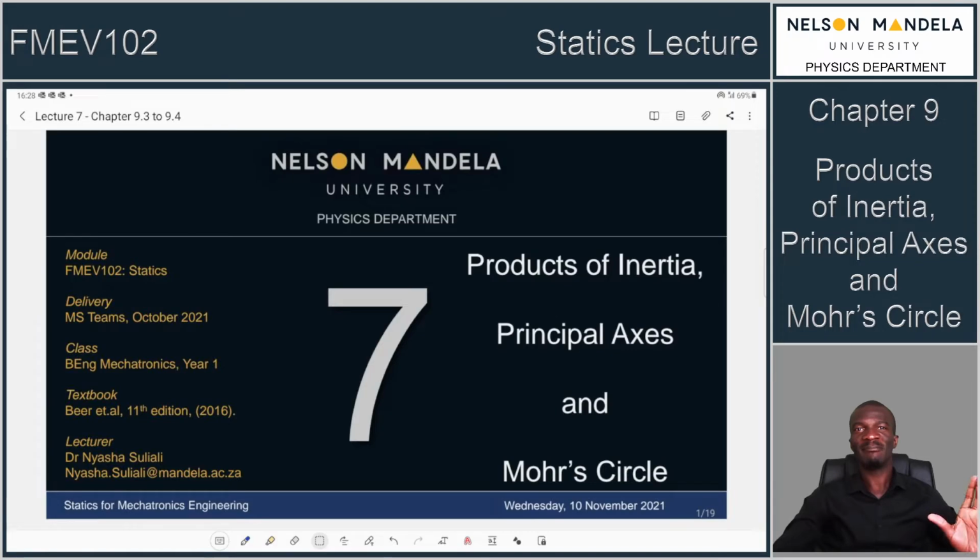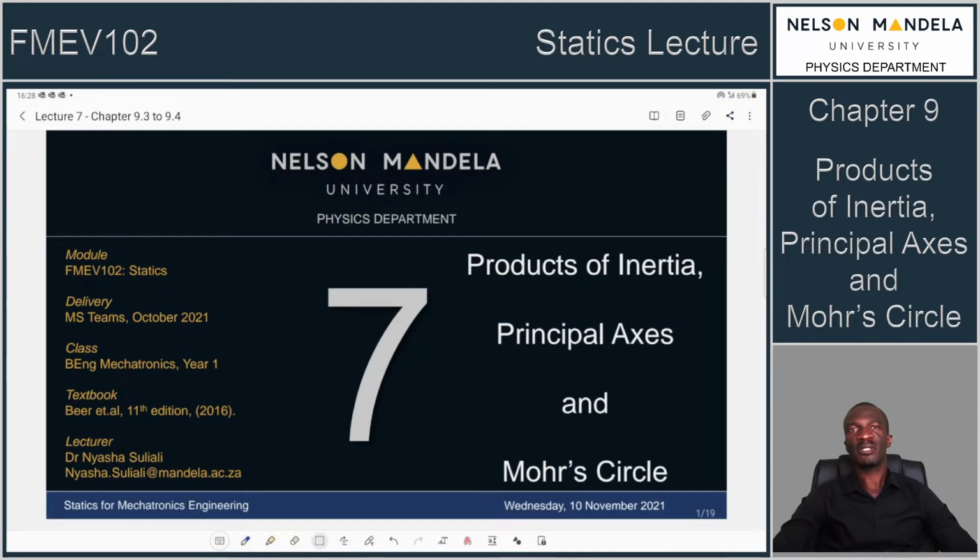Hello and welcome back. We are on lecture 7. In this study, we are going to focus on principal axes and principal moments. However, for us to come up with those principal axes and moments, we need to find some parameter called the product of inertia. The whole idea with principal axes and principal moments is this.